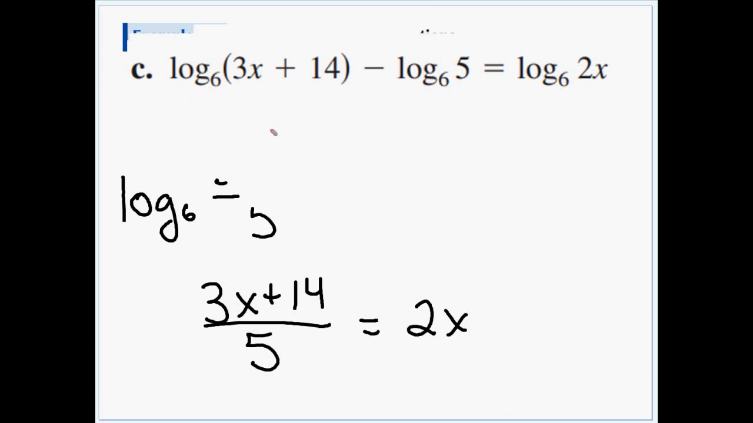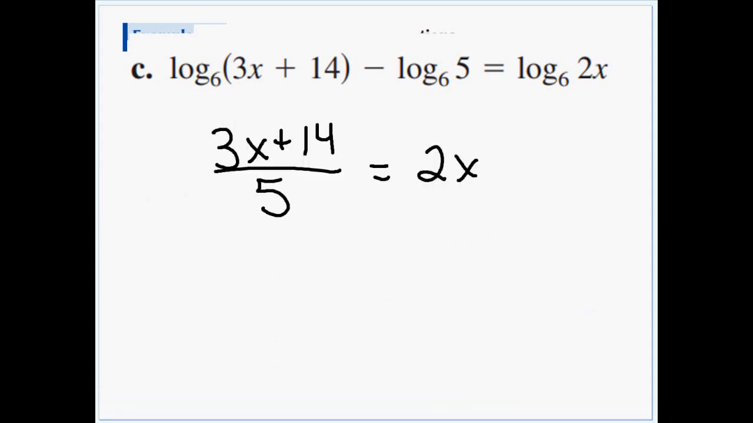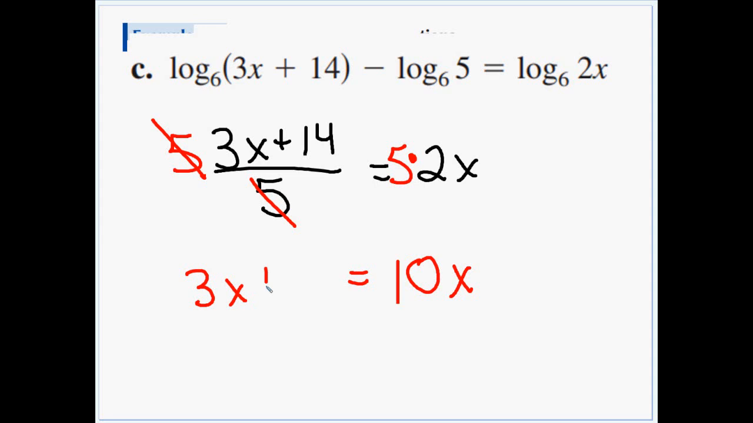And now we just got to solve for x. It's not so bad. I like to get rid of the fractions. Let's clear the fractions. If we multiply both sides by 5, the 5s over here are going to cancel, and we'll multiply the 5 by 2. That'll be a 10x equals 3x plus 14. Ooh, this one will come out nice and even also.